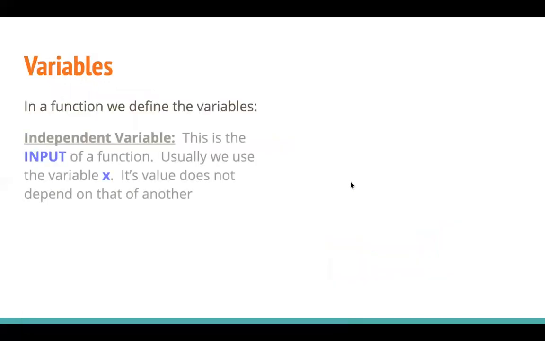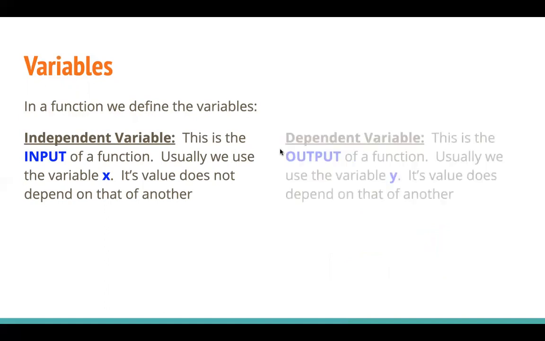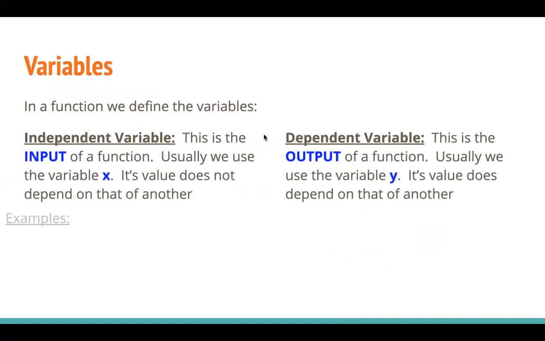Just a quick definition about some variables. This is just language. The independent variable is the input, and we usually use the variable x. It's the one that doesn't depend on another one. The dependent variable is the output. We usually use the variable y. Its value does depend on that of another.